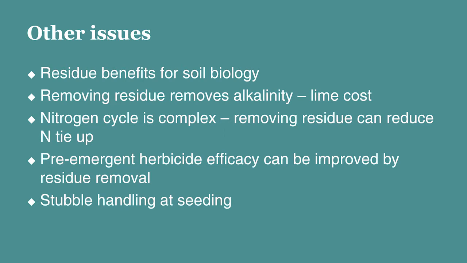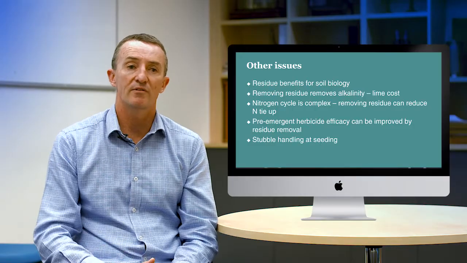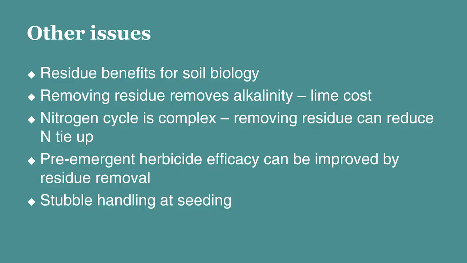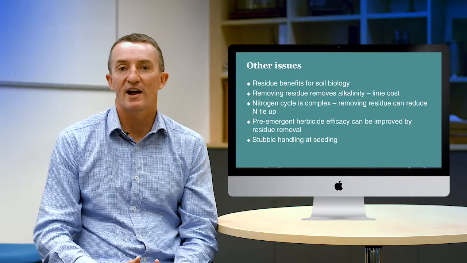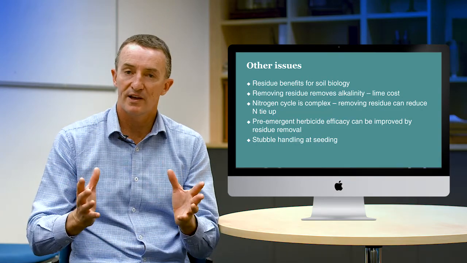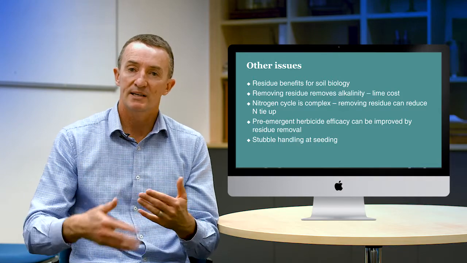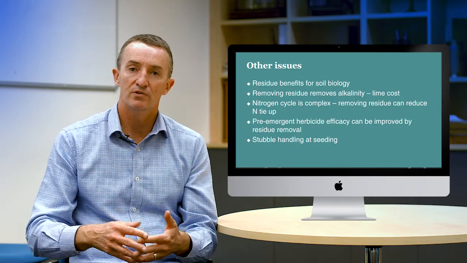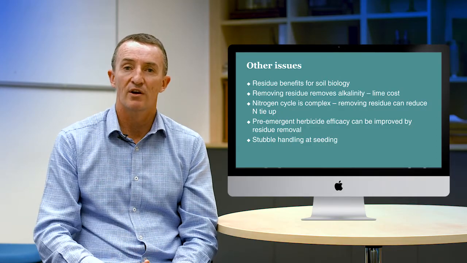Pre-emergent herbicide activity can be improved when we remove residue. We're able to get the herbicides on the soil more, so that can be a benefit of removing residue. And stubble handling at seeding is also impacted. So that sums up the nutrient implications for harvest weed seed control. All of the tools have different costs on face value. We'll talk about them in other modules of the course, but we need to add the nutrient removal cost to the harvest weed seed control tools to get an accurate cost of that tool.